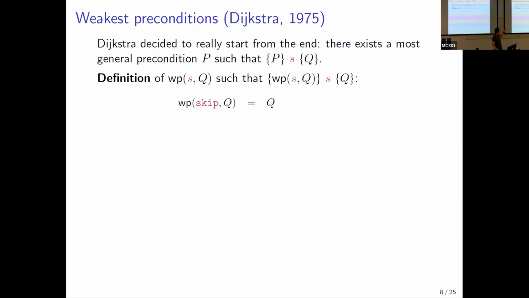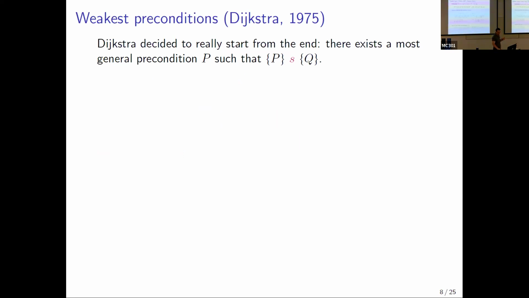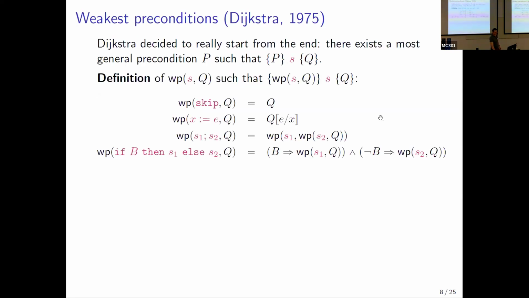So on skip, you do nothing. When you have an assignment, you do the assignment in the logic. You have a sequence. Like for the sequence rule in Hoare logic, you have this Q that you have to invent. There you don't have to invent it. You just compose the two WPs. For the if, it looks like the rule for if in the Hoare logic.